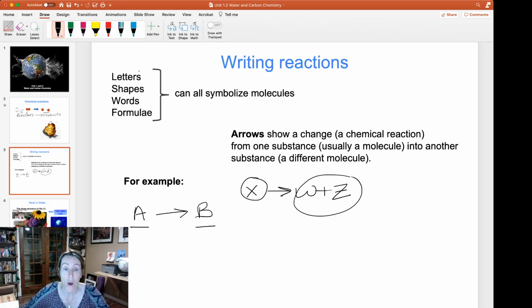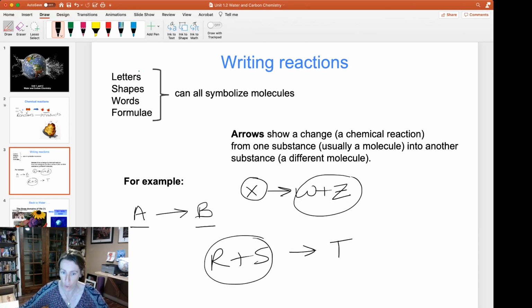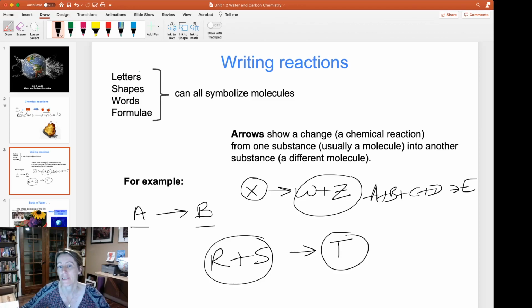We can do that. Or I could say R plus S makes T. In this case, these are my reactants, two reactants that I'm joining together to make one product, T. So it doesn't matter how many things you have on either side. I could have A plus B plus C plus D makes E. These would be the reactants and there would be one product.